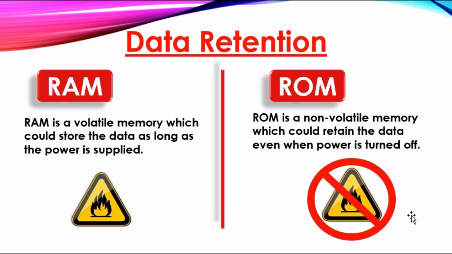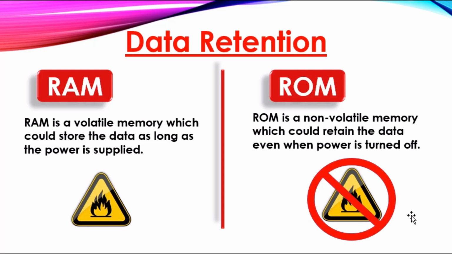Secondly, we will base our second difference on data retention. RAM is a volatile memory. Yes, it is volatile in nature, and this memory could retain data as long as power is supplied. That means if you cut off the power, or let's say power goes off abruptly, then all your data will be lost.